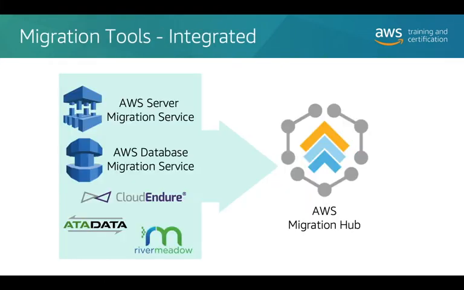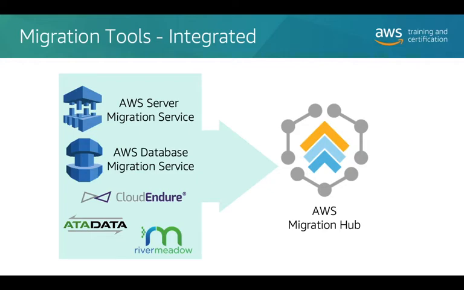So server migration service, database migration service, CloudEndure, other third-party products such as Atadata and RiverMeadow and so on, all of these can feed into Migration Hub so that you've got a perspective on your entire migration status of your program.